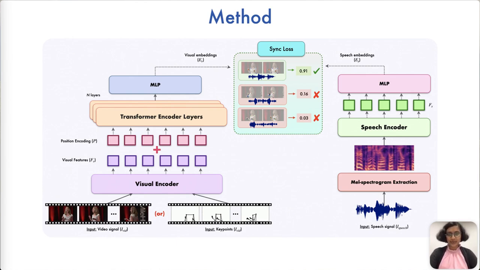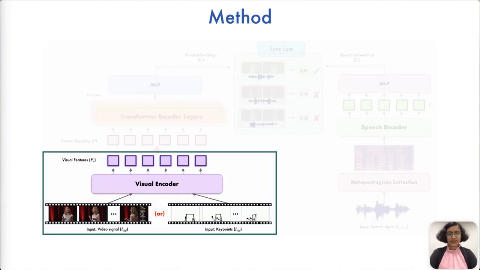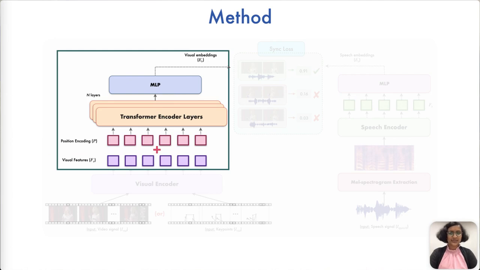So this is a brief overview of our method. We have 2 streams of input. One is the visual stream and the other is the audio stream. For the visual stream, we experiment with raw RGB frames as well as keypoint representations. The visual encoder ingests one of these representations and generates visual features. These visual features act as input to the transformer encoder, and then we use an MLP to get the final visual embeddings.